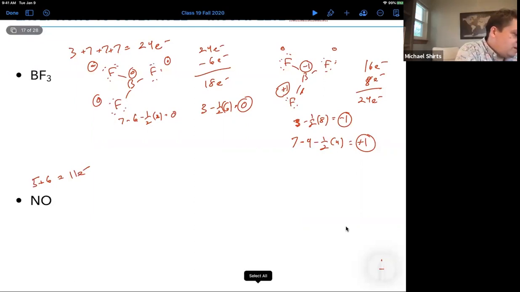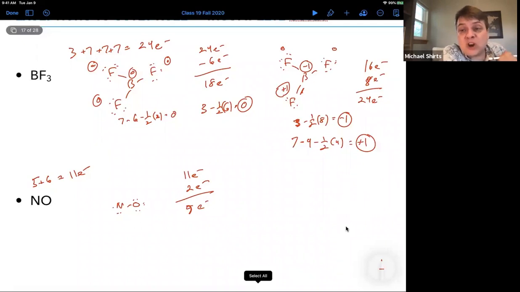If we have 11 electrons, NO, let's start out with a single bond between them. That means there's 9 electrons we have to place. So we place them around the periphery. 1, 2, 3, 4, 5, 6, 7, 8, 9. Whoa, okay, we've run out of electrons. We can't actually have another lone pair on the nitrogen. Whatever we do, we're going to have an odd number of electrons on one of the atoms. There's no way to get around that. So we're not going to have a full complete octet.